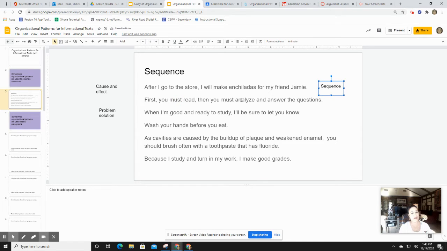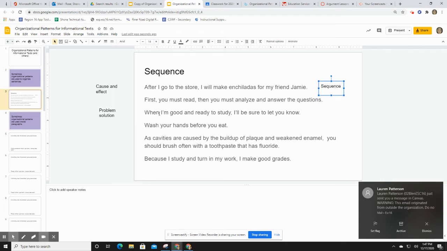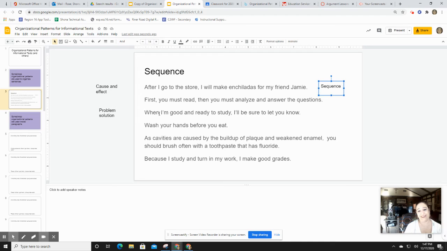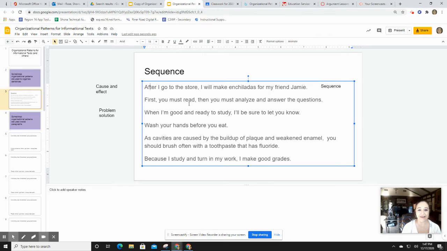First, you must read, then you must analyze the questions. So this again is another example of how you would show the reader the sequence that you're wanting them to follow. Here's another one. When I'm good and ready to study, I'll be sure to let you know. That is also a sequence because it's telling you when that's going to happen. Wash your hands before you eat. Again, these signal words like before, when, first, and after are really good indications that you are trying to convey an order of how things are happening.